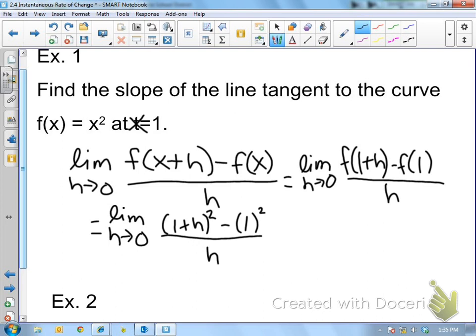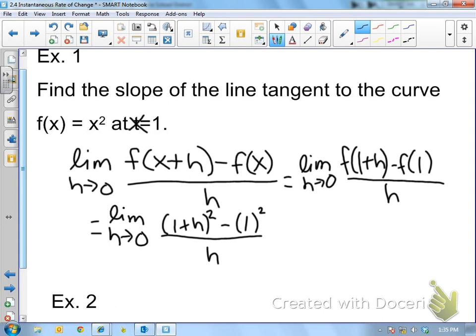Okay, so we replaced everywhere I saw x for the first piece. These are two separate replacing problems. F of 1 plus h is just this replacing problem, 1 plus h squared. Over here, f of 1 is a second replacing problem, 1 squared. We just plug it in. We're just using that same function multiple times, and we're plugging in different things.